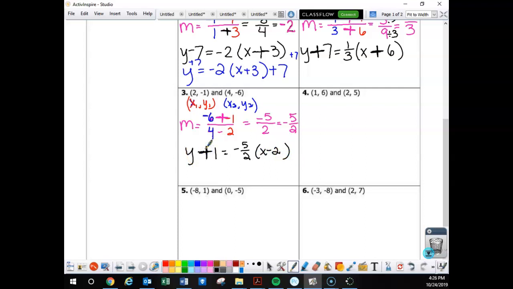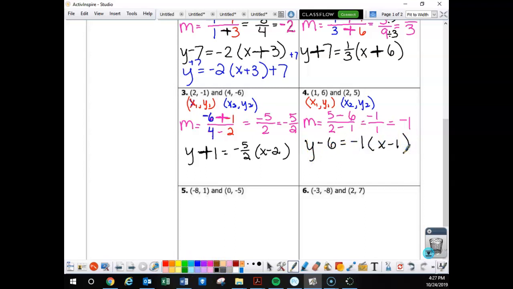Now let's do number 4. So x1, y1, and x2, y2. So m equals a fraction separated by subtraction. So 5 over 2 and 6 over 1. 5 minus 6 is negative 1, and 2 minus 1 is 1. Negative 1 divided by 1 is negative 1. Plug it into my formula, so it's y minus 6 equals negative 1 times x minus 1. Alright, so these are my two functions.